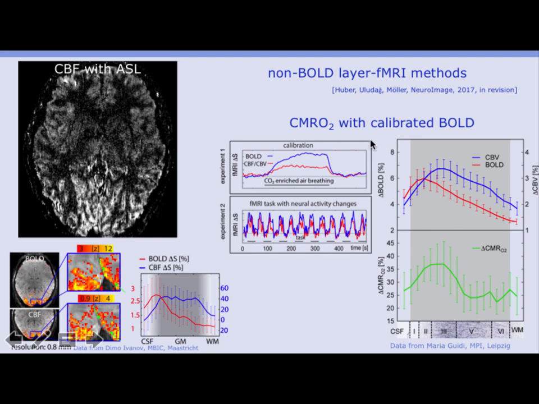The additional challenge of doing CMRO2 mapping is that you need to have an additional calibration scan, meaning that you need to give your volunteers higher concentrations of CO2 to breathe, which not all of them like very well.